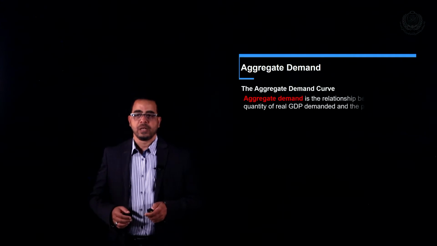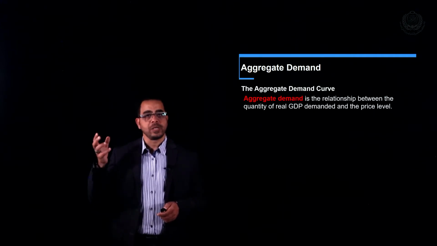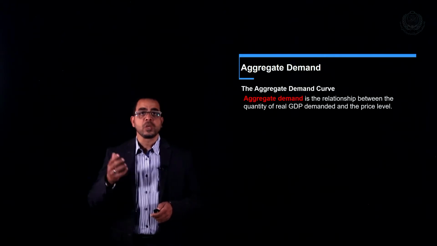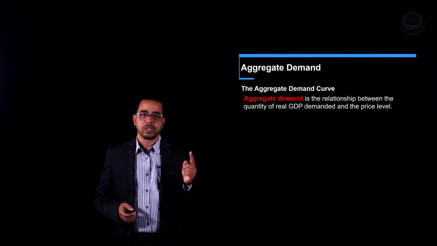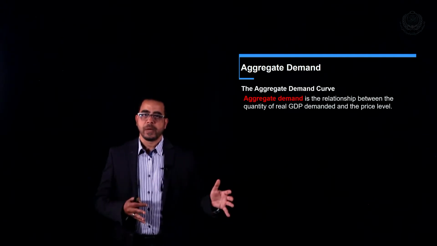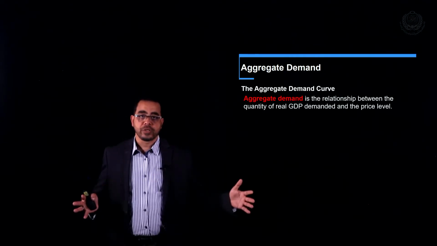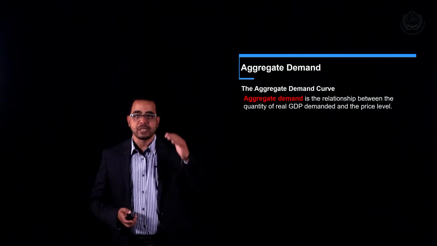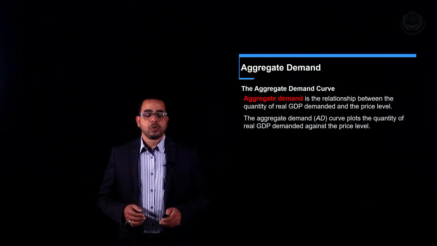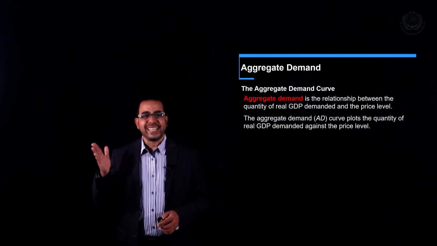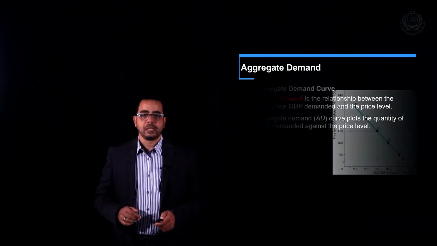Aggregate demand is the relationship between the price level and the quantity of real GDP demanded. It's similar to microeconomics demand. However, in microeconomics we're talking about one good and the relationship between the quantity demanded of this good and its price. Here we're talking about all goods and services, the GDP and the price level. So the aggregate demand curve plots, at each price level, how much quantity of real GDP will be demanded. Let's see the curve.